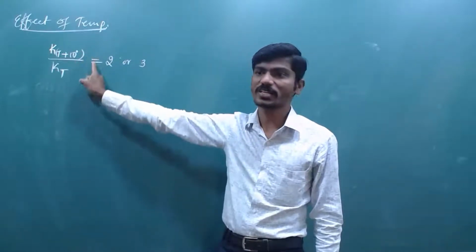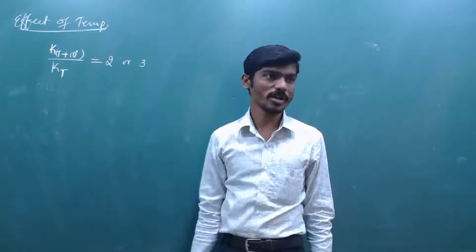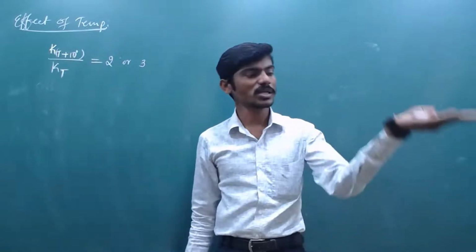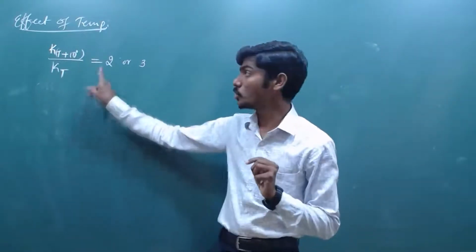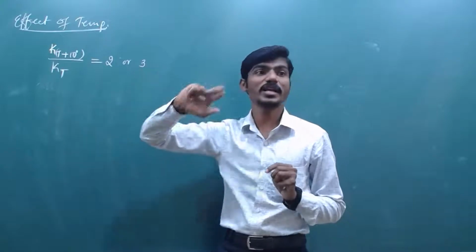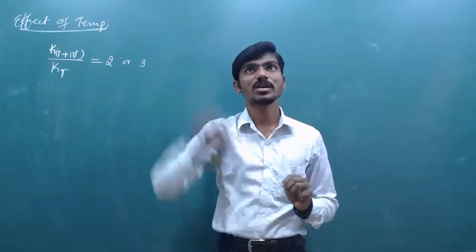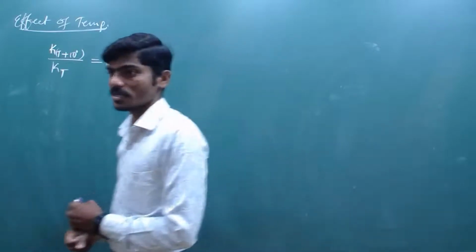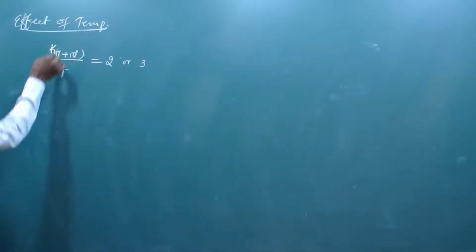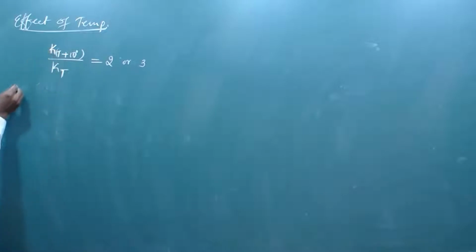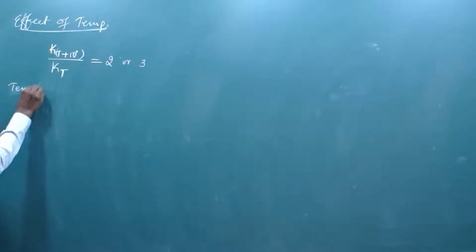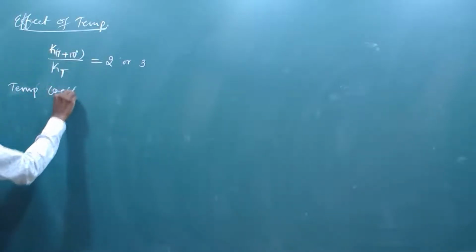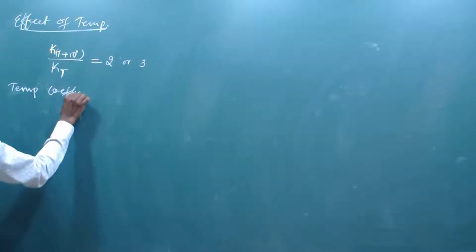So, effect of temperature on the rate of reaction. How does the rate increase? Here the rate increases 2 times or 3 times when the temperature is increased by 10 degrees Celsius. This is known as the temperature coefficient.